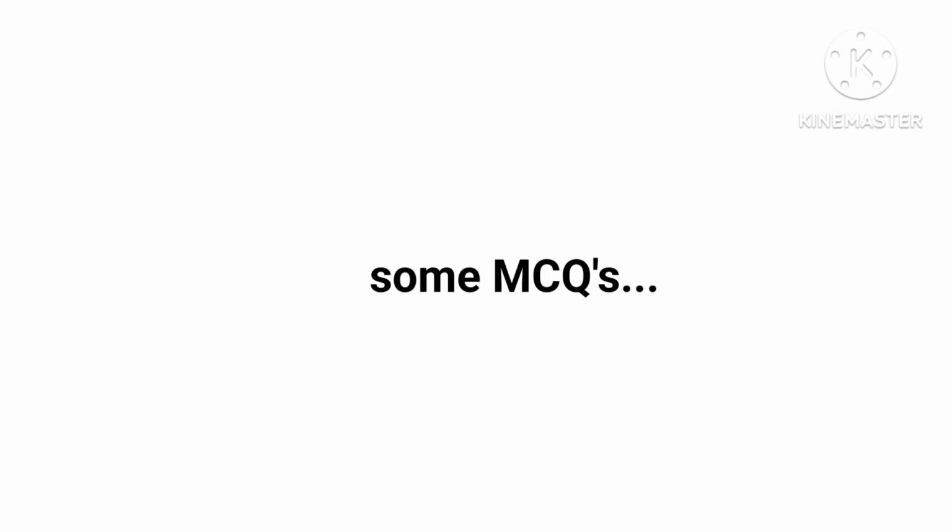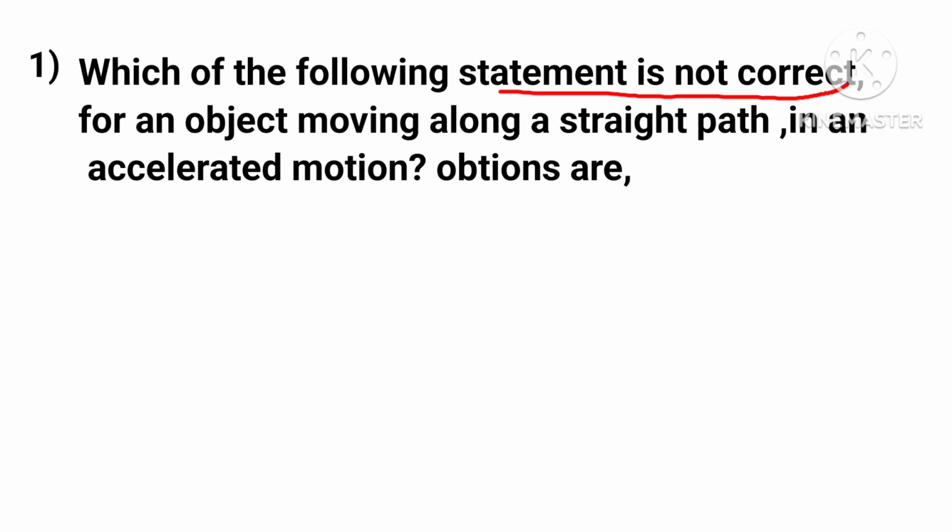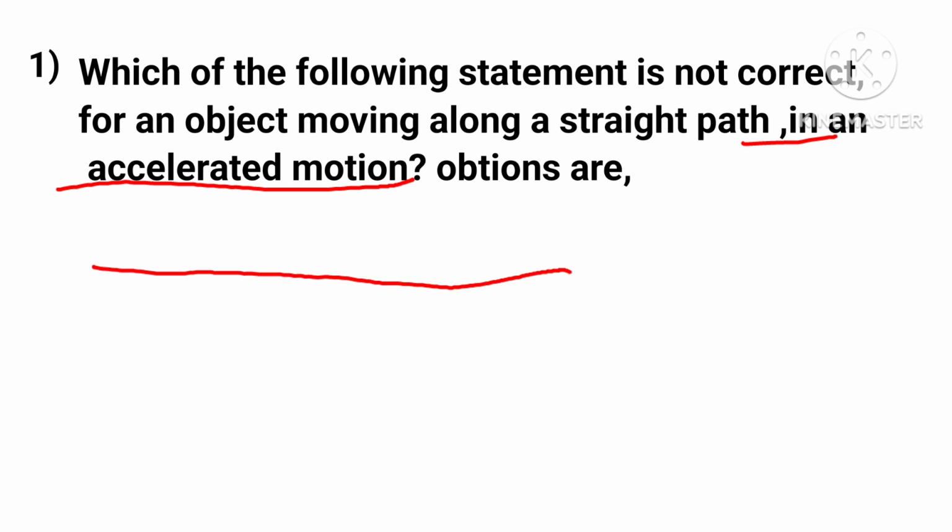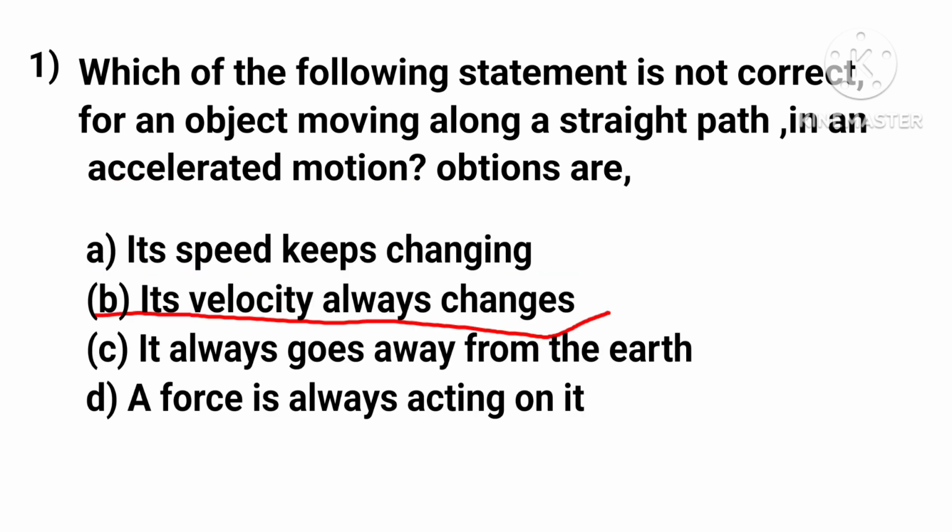Now we shall try to do some MCQs. Question number 1 reads: which of the following statements is not correct for an object moving along a straight path in an accelerated motion? Options are A. Its speed keeps changing. B. Its velocity always changes. C. It always goes away from the earth. D. A force is always acting on it.